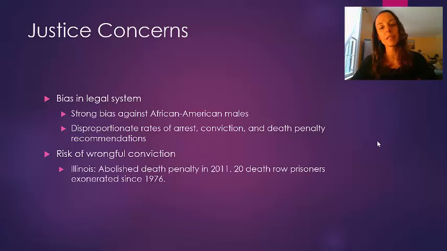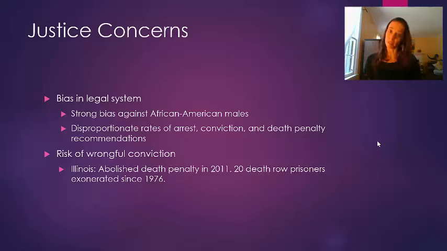In 2011, the governor of the state of Illinois abolished the death penalty following a moratorium. And that was based on the revelation that 20 death row prisoners had been exonerated. What that means is they had been convicted of crimes that are punishable by death. They had been placed on death row, and 20 of those individuals were later found to be not guilty. So the reason why the governor of Illinois decided to ultimately abolish the death penalty was that he determined that the risk of executing innocent people was simply too high.